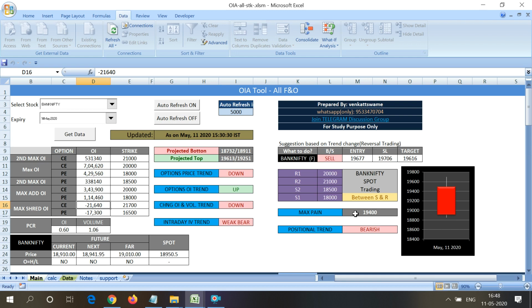Now here it is Bank Nifty, near 19,400, and the positional trend is bearish. Here I have shown some levels according to maximum open interest and the second highest open interest: 18,000, 18,500, 21,000, 20,000 strike prices, which have the highest open interest on call side and put side. We will find call side and put side as support and resistance like that. And here we have shown between the strike support and resistance.